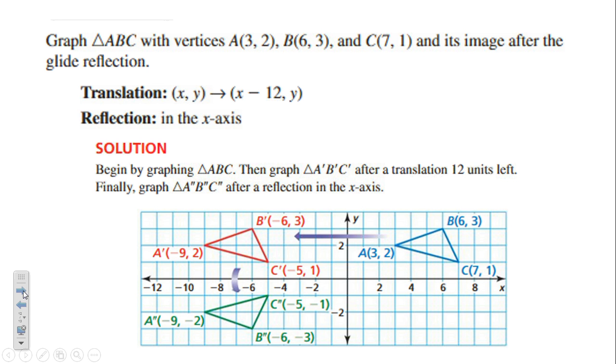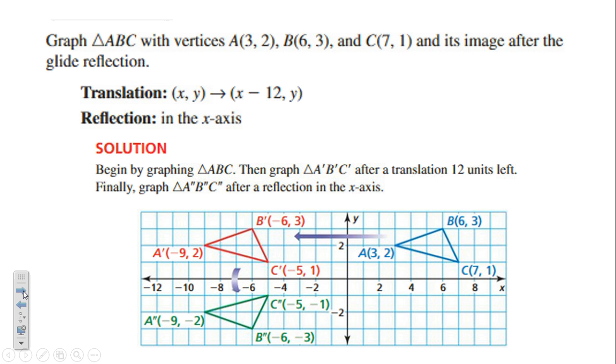So we translated 12 units over, and then we reflect it down. So C prime was at negative 5, 1. Now C double prime will be at negative 5, negative 1. A prime was at negative 9, 2. It'll be at negative 9, negative 2 for a reflection, A double prime. And with B prime at negative 6, 3, B double prime will be at negative 6, negative 3. Did everyone's image end up where mine did? Okay, good.